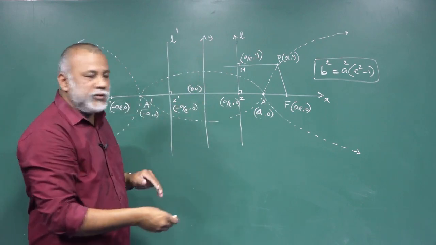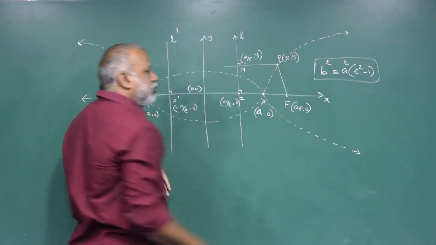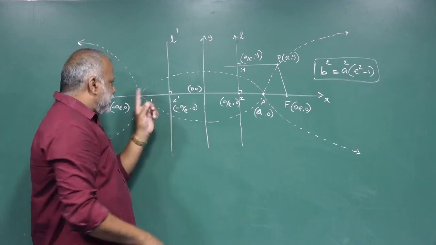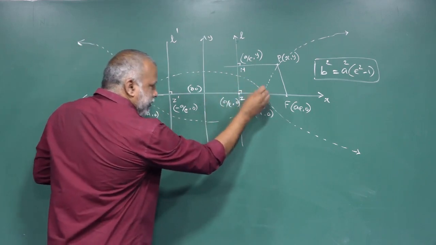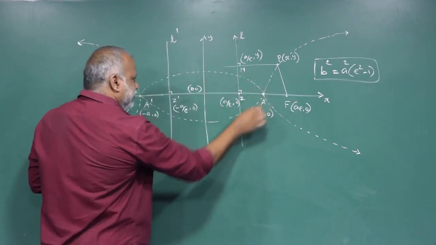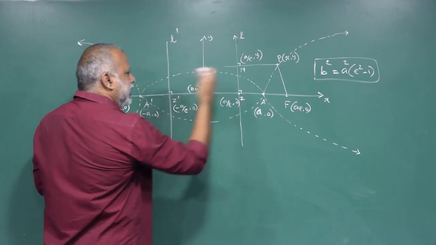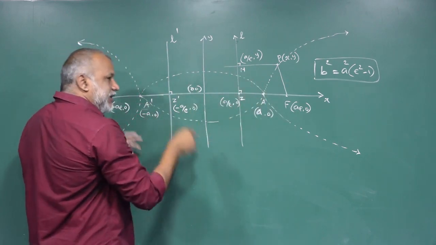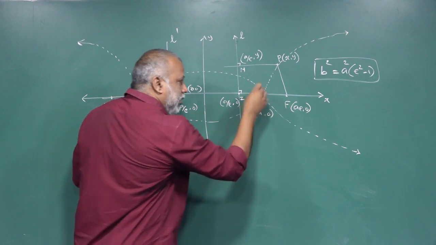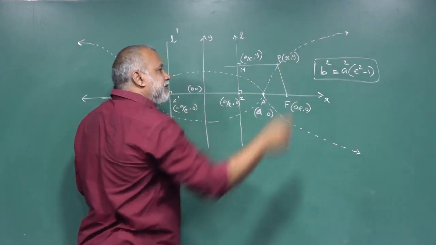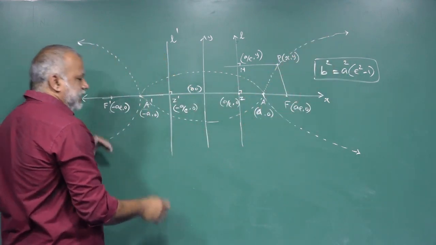It is a closed curve. But see here, hyperbola is an open curve. So ellipse, from A to A dash, it is finishing. Starting from minus A dash, then finishing is A. But here, hyperbola starts from here, then goes up to infinite. Here also up to infinite.